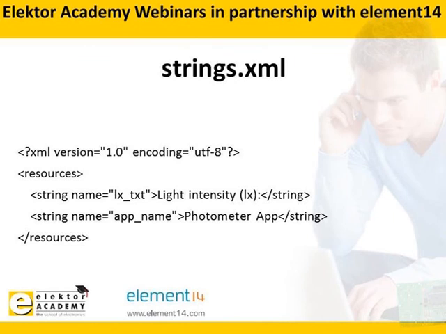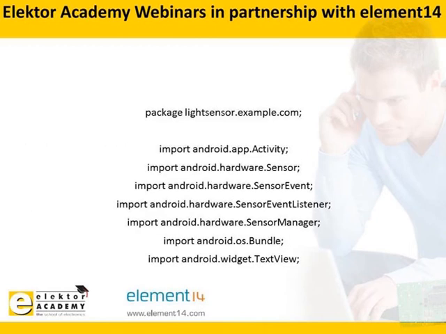This is the string XML for this application. We need the text light intensity, and we have the name, the photometer app. Clear. Okay, let's look at the source code. We have the package name, and after this we import the necessary packages. In this case, you see they are mostly for the sensors: sensor event, event listener, sensor manager, and so on.